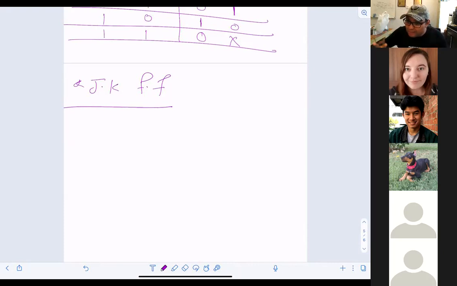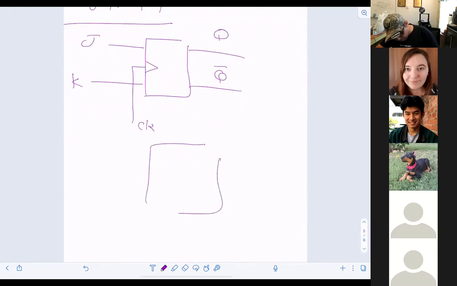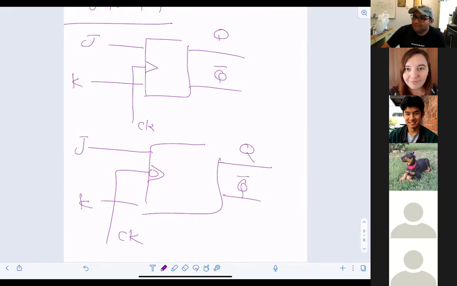Symbol-wise, when I build it in a big circuit, the JK flip-flop looks like this. I have here J, I have here K, and I have here Q and Q complement. And either I'm going to be positive edge of the clock, or I'm going to be a negative edge of the clock, and I have here J, here K, here Q, and here Q complement. It looks like SR, right? I just changed S and R to be J and K, right? Do you guys agree? Yes.